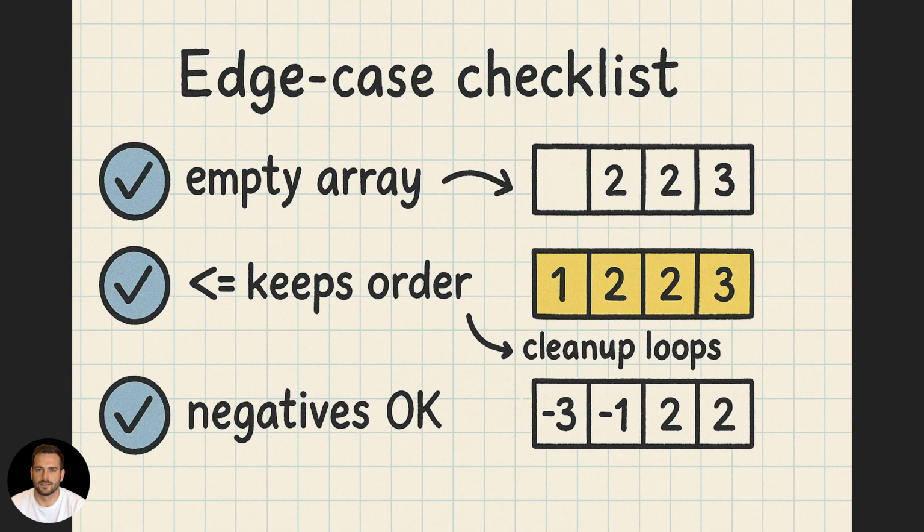Tiny edge case checklist. Either array can be empty. The cleanup loops handle that. Duplicates are fine. Less than or equal keeps ordering stable. Negative numbers are fine. Comparisons work exactly the same.